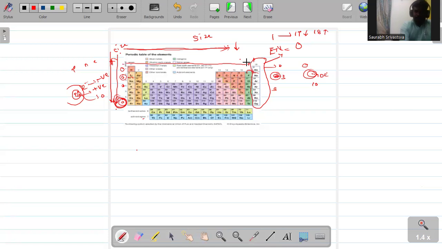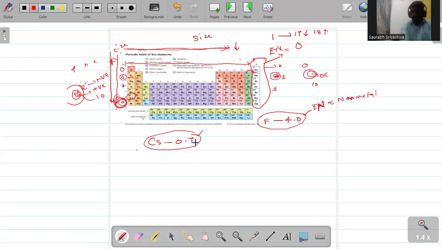Next one, from top to bottom. Fluorine has electronegativity 4.0. You should remember only two electronegativity values. Okay, among the 118 elements, fluorine has the highest value and cesium the lowest. If the electronegativity value is high, the element acts as a non-metal. If the electronegativity is very low, then the element acts as a metal. Okay, so this one you should remember.